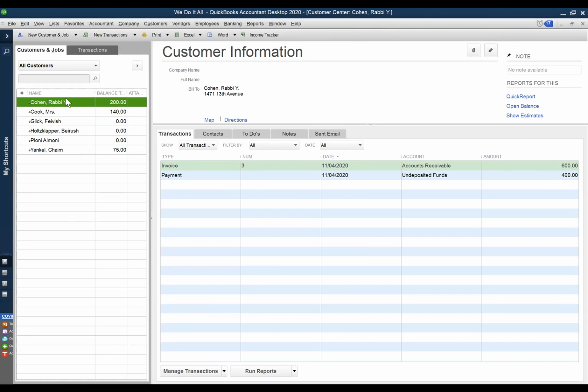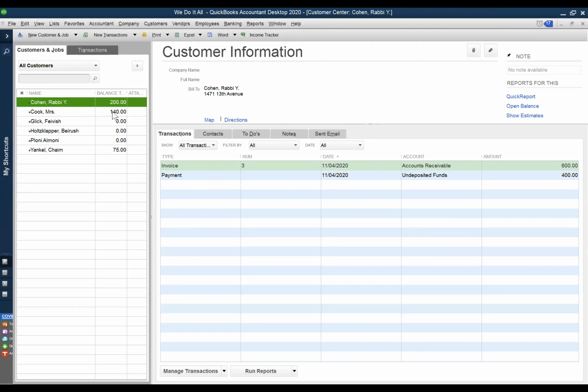Do I see that? To go to Cohen? Cohen paid 600 in full. No, he didn't. He paid 400. Oh, 400. Yeah, yeah. So it doesn't show. I see it. Do you see an open balance of 200 on the left side of the screen?